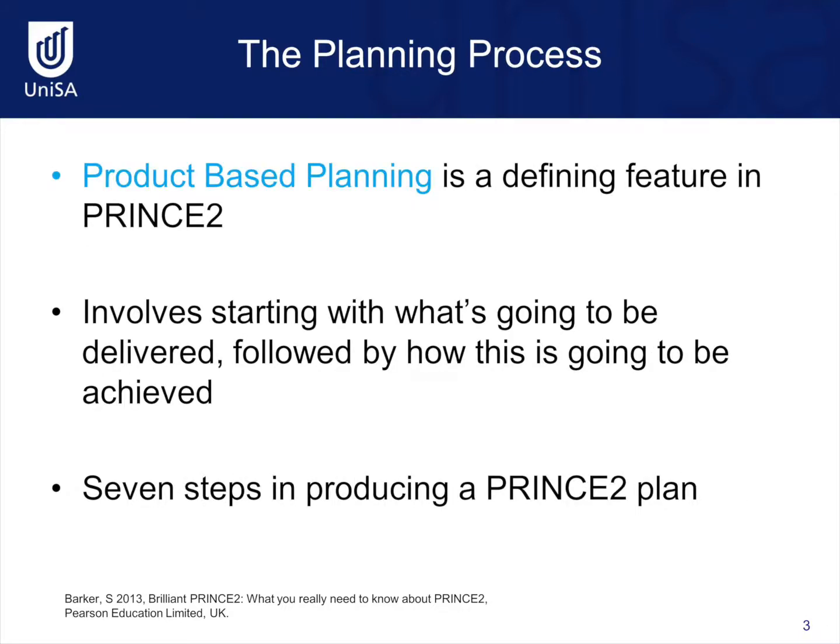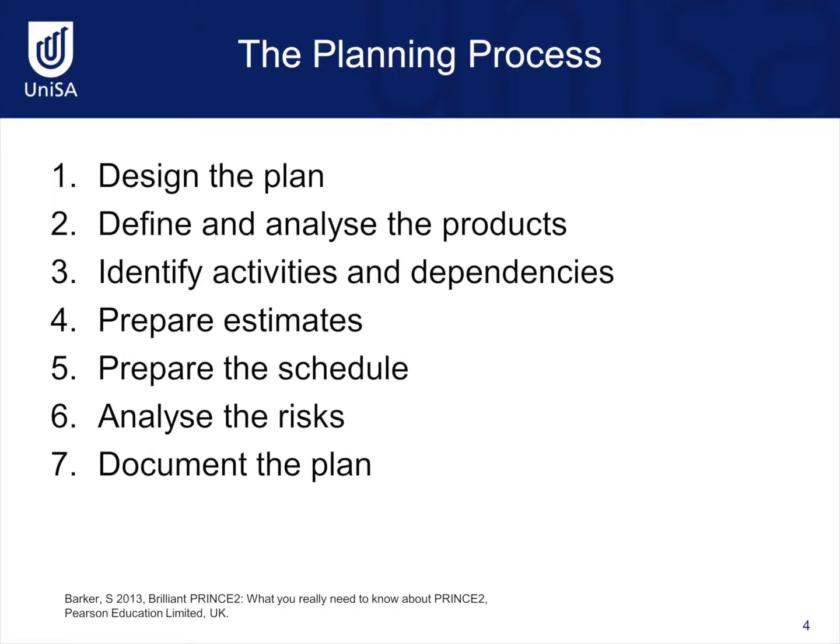Product-based planning is a defining feature in Prince2. It involves starting with what's going to be delivered, followed by how this is going to be achieved. It is one of the key aspects of the 7 steps in producing a Prince2 plan. Here are the 7 steps of producing a Prince2 plan.